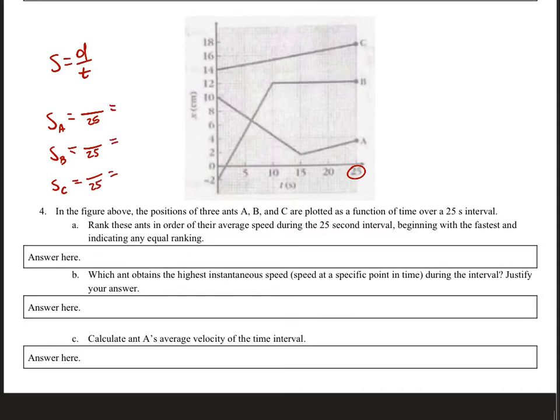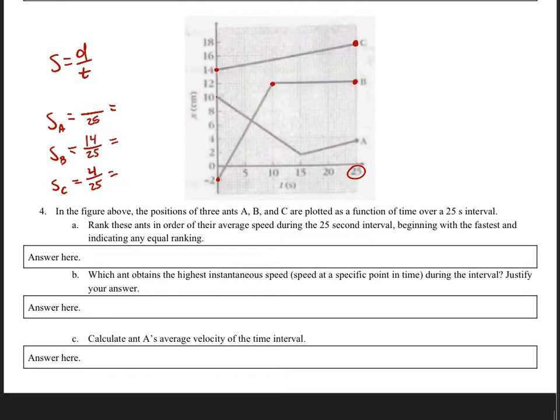So what distance was traveled by each ant? Let's start at the top, work our way down. C went from 14 to what looks like, we're just going to say 18. It's a little bit blurry. We'll go with that. So from 14 to 18 is a distance of 4, and that's supposed to go on C. What about B? From negative 2 to 12 is a distance of 14, and then it stays at 12. So B travels a distance of 14 meters.